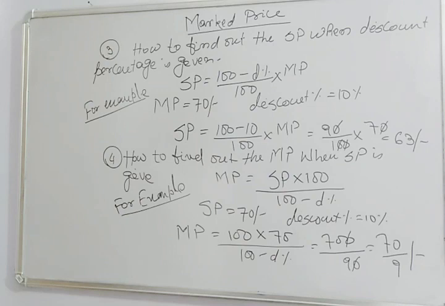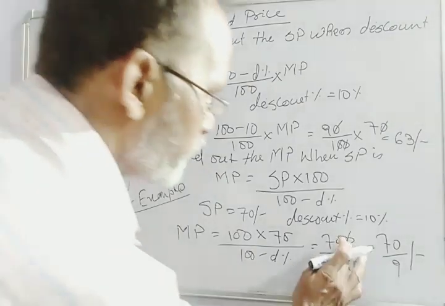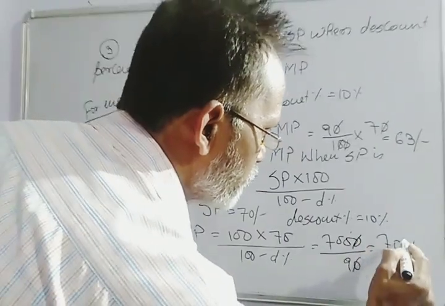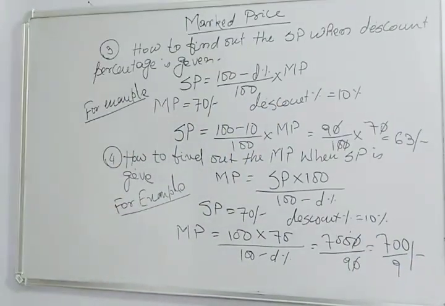Percentage 10%. So a slight mistake, 7,000 by 90, so 700 by 9 is the MP.